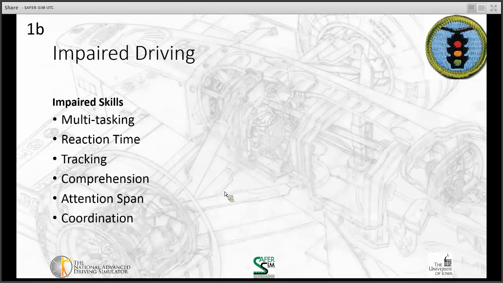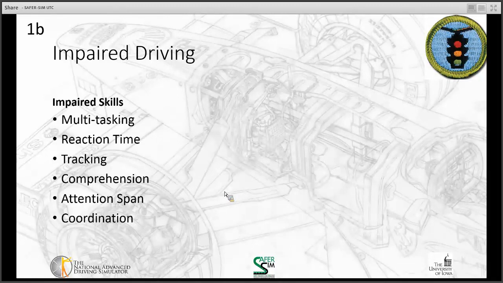Your ability to look at what's going on in the environment and predict when something bad is going to happen. Comprehension, understanding the situation that you're in. You may miss cues in the driving environment. Your attention span is also often impaired. You can't focus as long as you otherwise might.